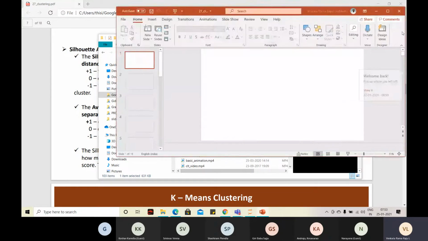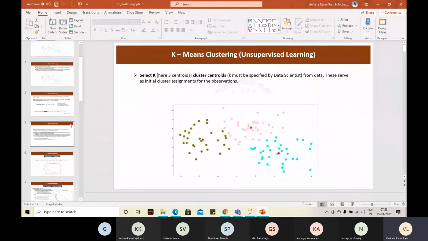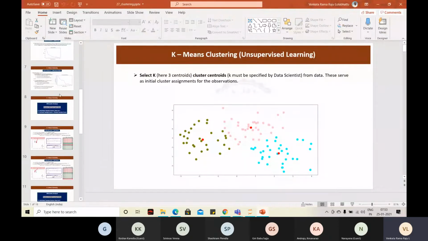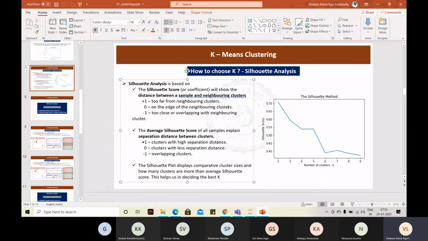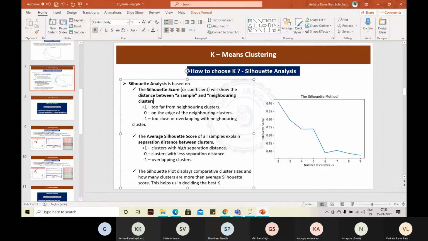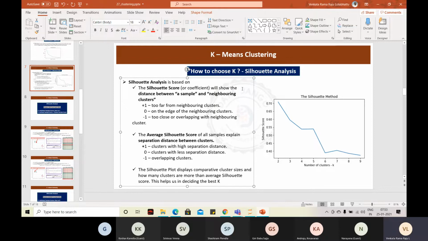I'll show today how to use clustering to do some image processing also. Let me try to highlight that. A sample and a neighboring cluster. So +1 means too far from the neighboring cluster, 0 means on the edge of the neighboring cluster, and -1 means too close or overlapping with the neighboring cluster. I'll explain these things in a moment.